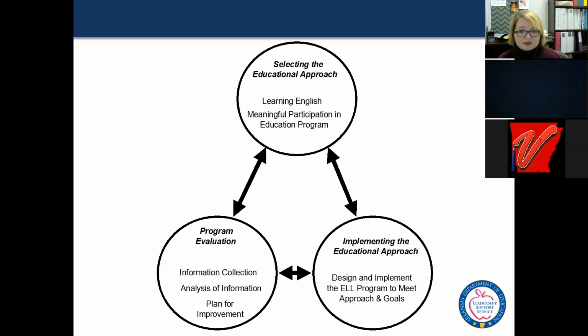You can see at the top that it involves selecting the educational approach, which we will talk a little bit about today, but we will talk more about in a future session. That it has to be about learning English and meaningful participation in education programs. Then you have to implement that educational approach. You need to design and implement the ESOL program to meet the approach and the goals of the program you choose. Then you need to do a program evaluation which includes everything from information collection, analysis of that information, and a plan for improvement. We will deal more with each of these issues throughout this series.